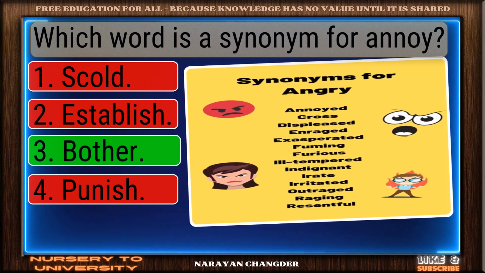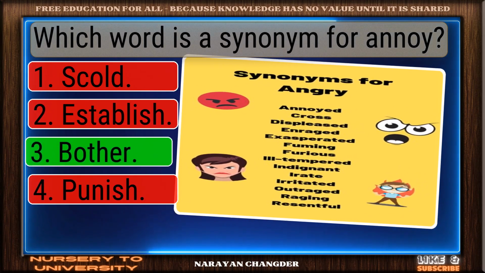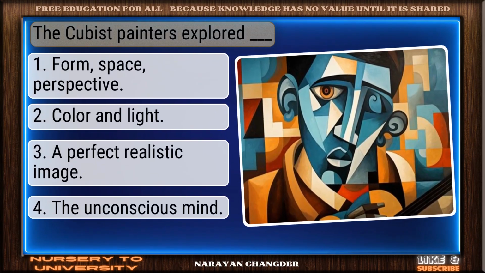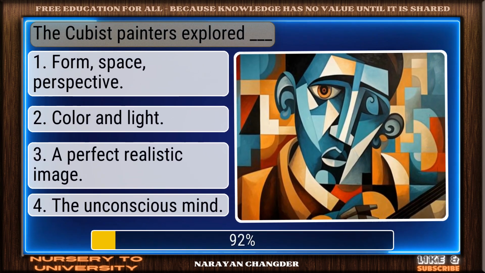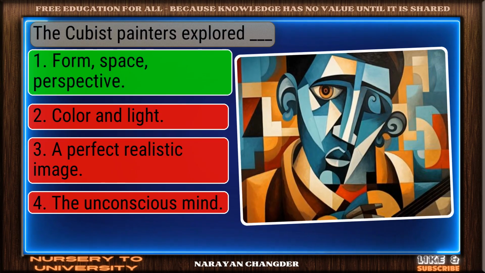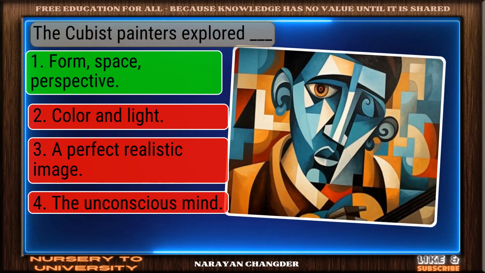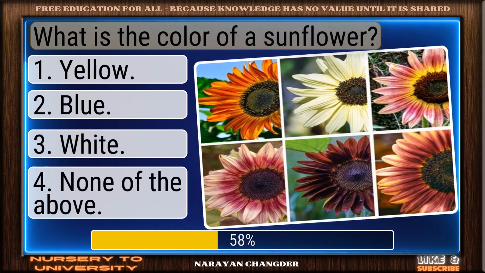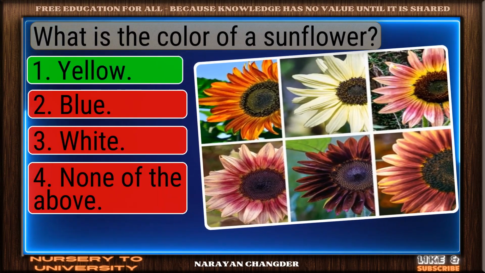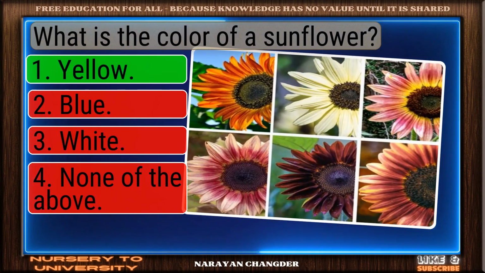Solid response. Bother is a valid choice. The Cubist painters explored dash. Smart move. Form, space, perspective is an accurate answer. What is the color of a sunflower? Excellent choice. Yellow is the right answer.